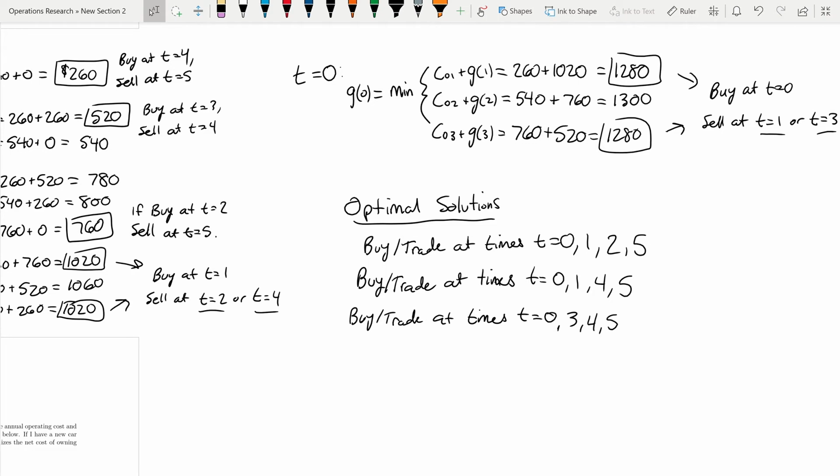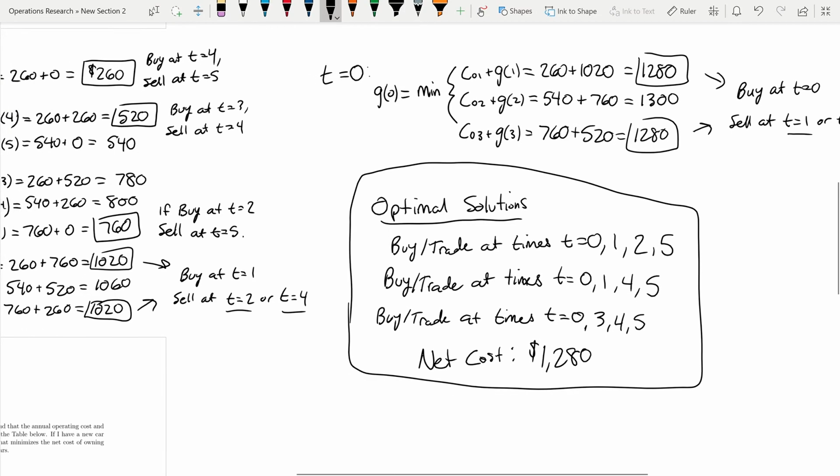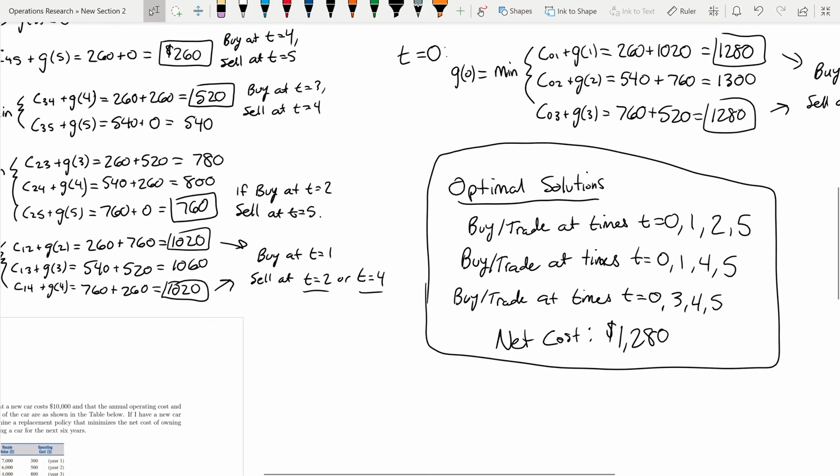And all of these options are going to have a net cost of our G0 function up here, which is just going to be 1280. So again, all three of these solutions here are equally optimal. They're all going to cost us the same low amount of money. You can just pick whatever one works best for the company.